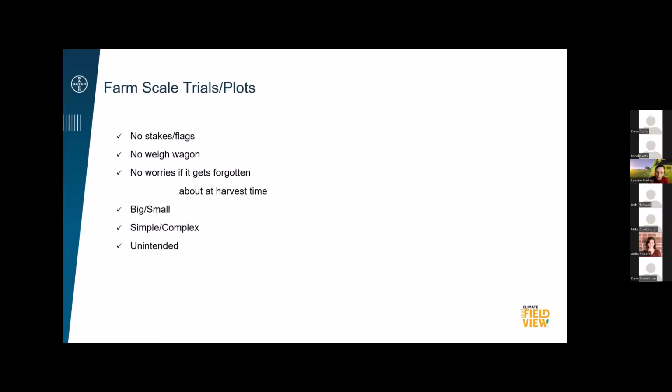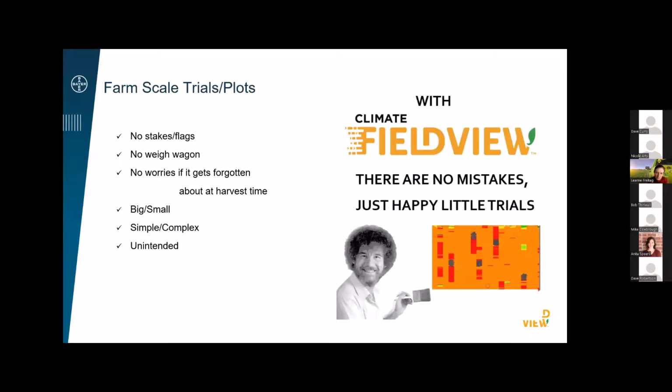And then there's always the plots that get combined through because the combine operator didn't know there was a plot there or it got forgotten about. You don't have to worry about that because if you've got it all mapped in Fieldvue, you can just go back and take a look at it later. It doesn't matter if the plots are big or small, simple or complex, or even those unintended trials, or some people call them mistakes. It's a great way to learn from those mistakes, whether you run out of fertilizer or it gets plugged up. You can go and see what the impact was on yield.